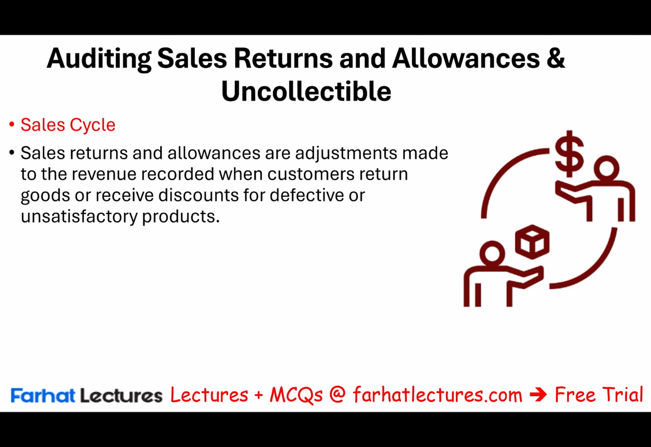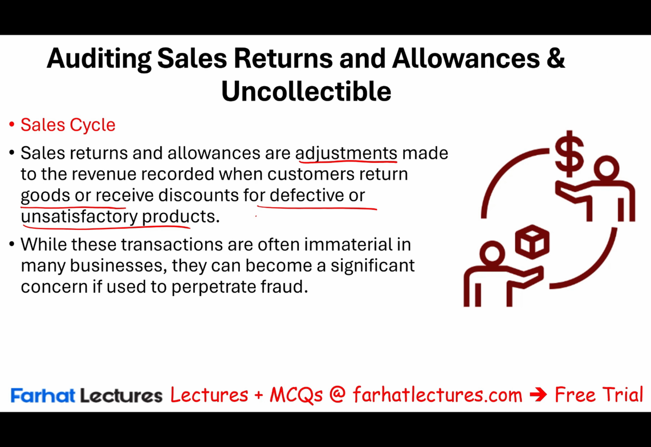So when it comes to sales returns and allowances, what are they? I just told you there are adjustments made to the revenue when customers return goods or services, or they receive a discount for defective or unsatisfactory return. Sales return is actual return. When you give them a discount because they're not happy, it's called an allowance. These transactions, oftentimes they are immaterial, because if they are material, it means you're not doing a good job. You're not selling good product. If people keep on returning the product. But they could become a significant concern if they are used to perpetrate fraud.